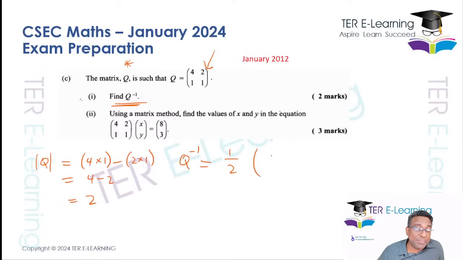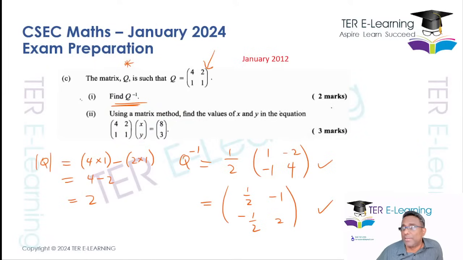And I need to find the adjoint of the matrix. So you swap the position of the 4 and the 1, so this is a 1 here and this is a 4. Then you put a minus sign in front of this 2 and a minus sign in front of the other one. You can leave your answer like this, but that is the inverse. Or you can write it as a half, minus 1, minus a half, 2. Either way, you'll still get a mark for it.